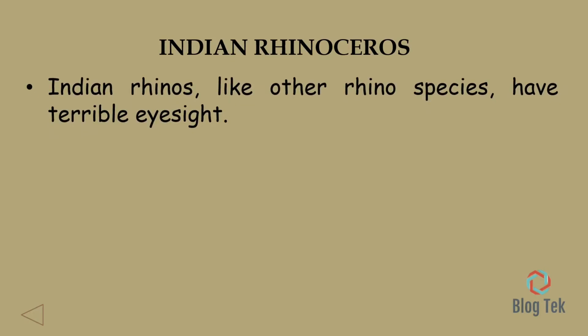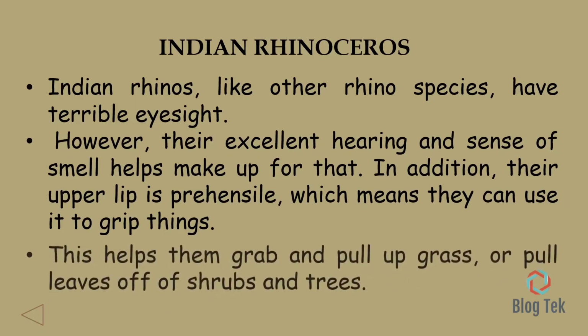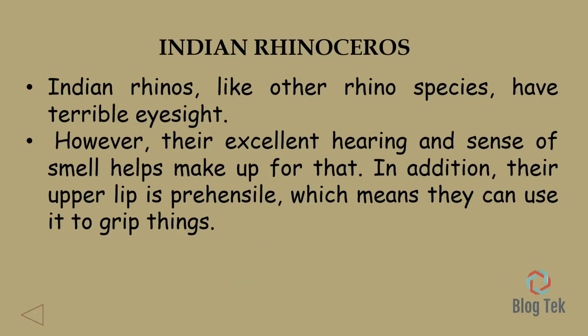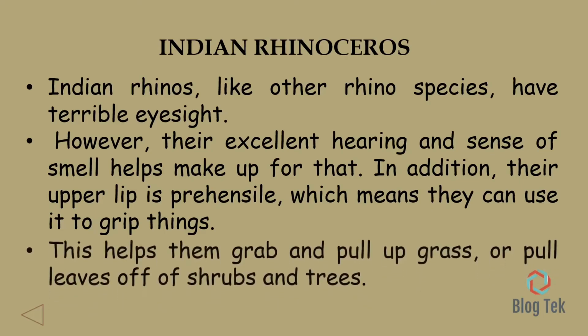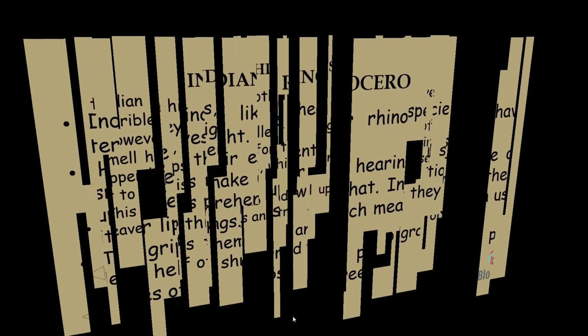Indian rhinos, like other rhino species, have terrible eyesight. However, their excellent hearing and sense of smell help make up for that. In addition, their upper lip is prehensile, which means they can use it to grip things. This helps them grab and pull up grass or pull leaves off of shrubs and trees. So now as you know what Indian rhinos are, let's move on to our next topic.